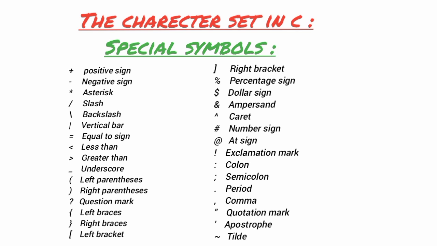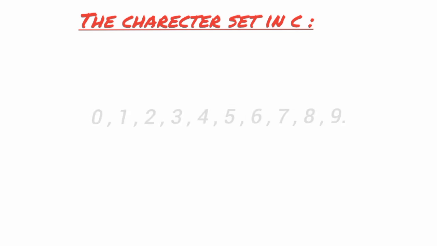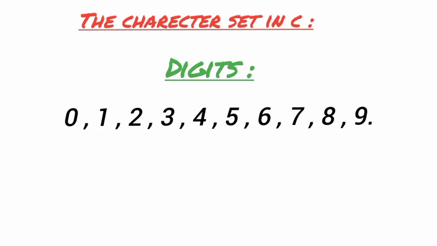percentage sign, dollar sign, ampersand, caret, number sign, at sign, exclamation mark, colon, semicolon, period, comma, quotation mark, apostrophe, and tilde. Digits: 0, 1, 2, 3, 4, 5, 6, 7, 8, 9.